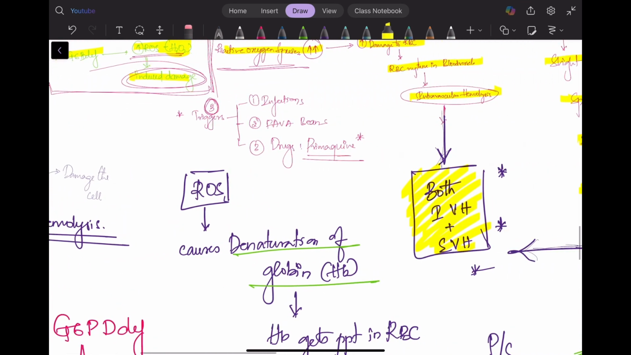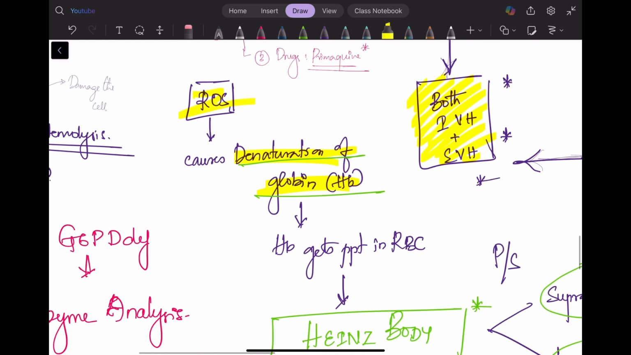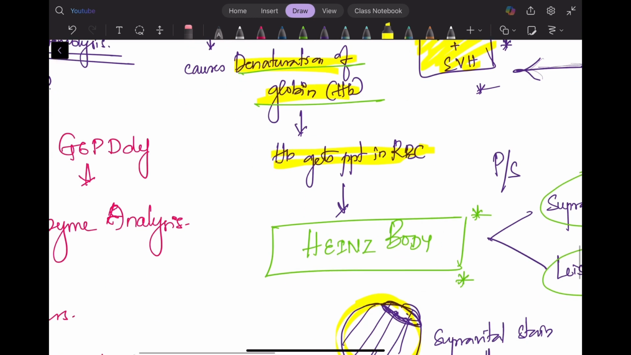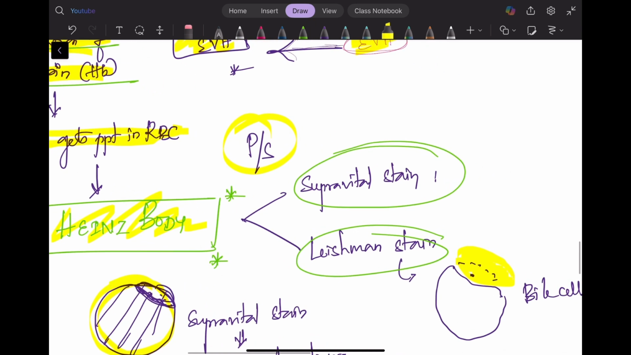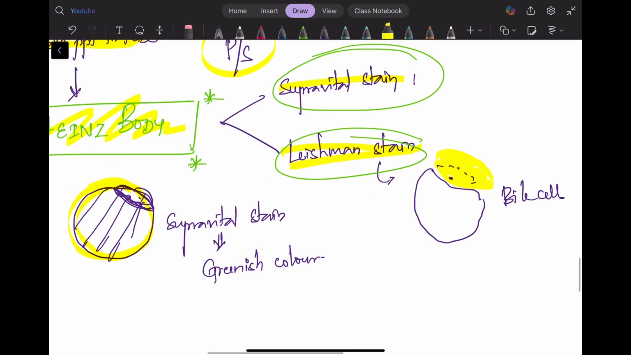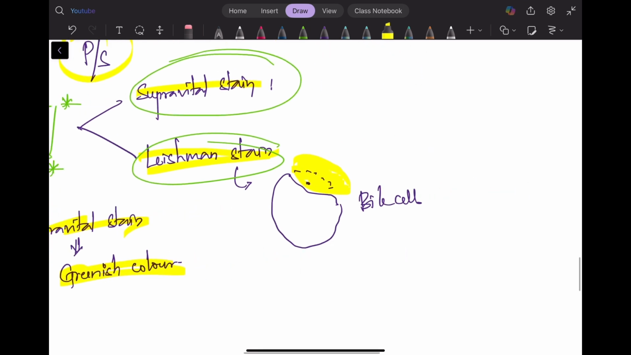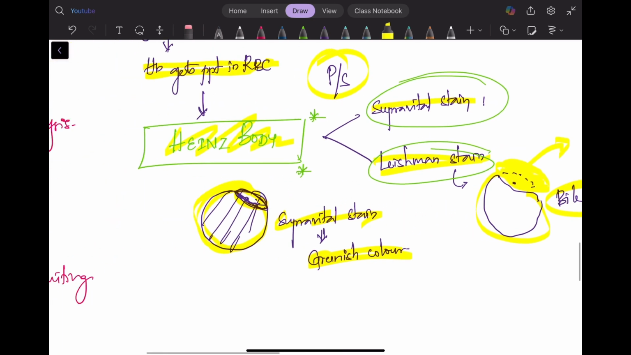Then we saw another pathogenesis, that ROS causes denaturation of globin, which leads to hemoglobin getting precipitated in the RBC, which shows Heinz bodies, which in a peripheral smear you will see using the supravital stain and the Leishman stain. In supravital stain we see the complete RBC without any bite mark, in green color. Then in Leishman stain we see a bitten mark, which is the bite cell, where the complete part is not visible.